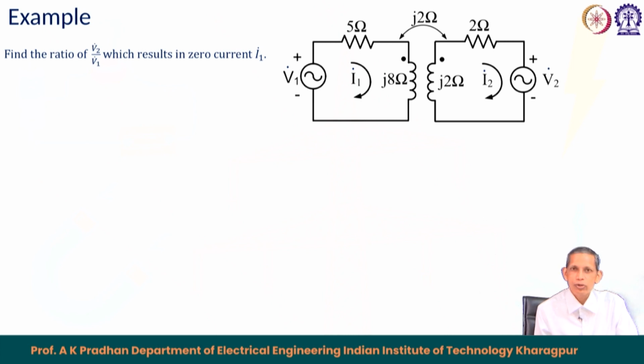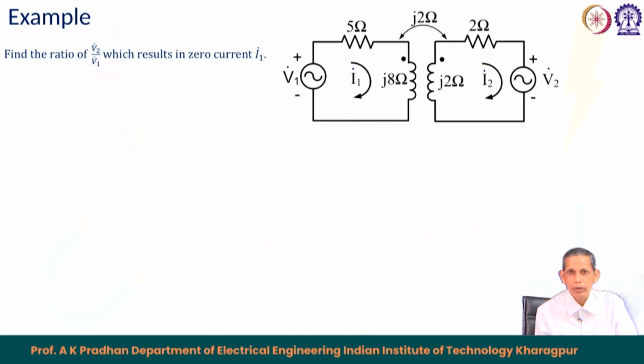There are different kinds of questions that can be asked in this coupled circuit also. So, this is a question for this coupled circuit which has voltage sources V1 and V2 in the two loops. In the first loop we have 5 ohm and j8 ohm, and in the second loop we have 2 ohm and j2 ohm, and the corresponding reactors j8 and j2 are coupled, with I1 entering the dotted terminal and I2 leaving the dotted terminal.